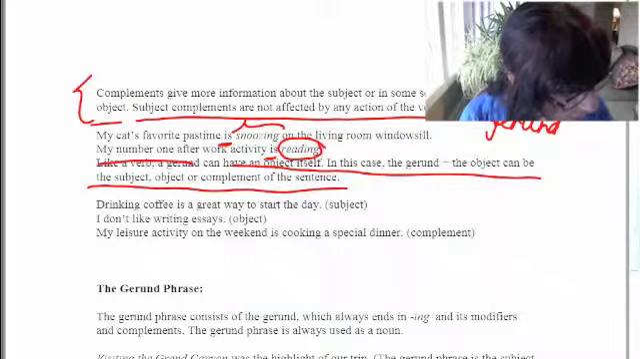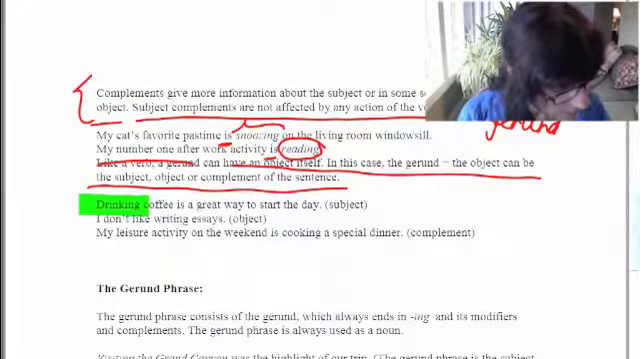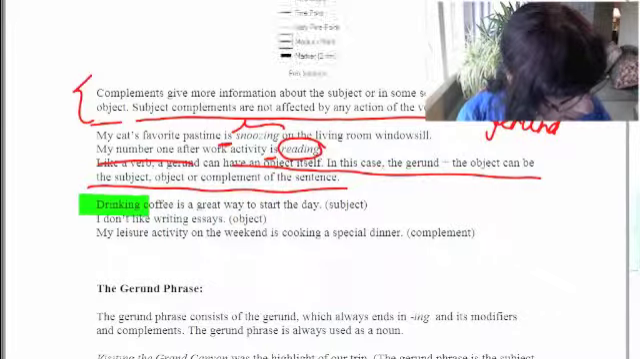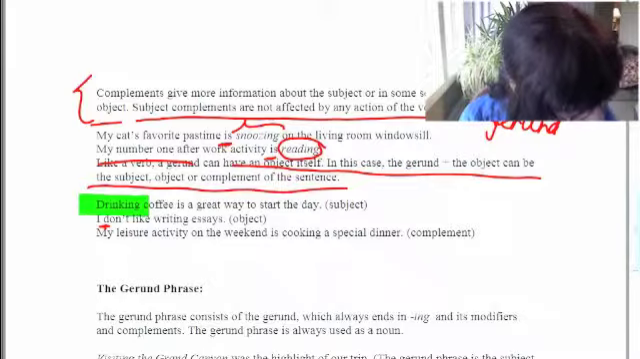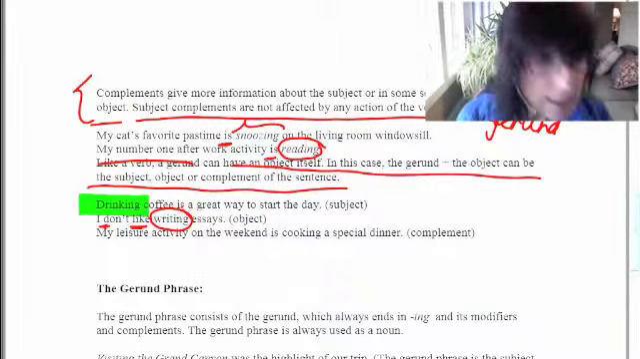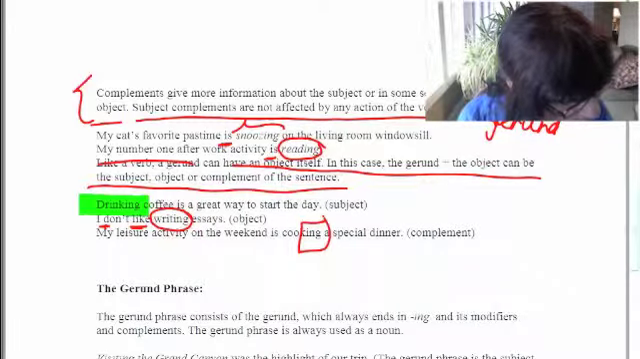Drinking coffee is a great way to start the day. Drinking coffee, drinking becomes the subject gerund. The next one, I don't like writing essays. Well, the main verb is do like or do not like, but not is not part of the verb. So the main verb is do like, and writing is the gerund object. And in the third example, my leisure activity on the weekend is cooking a special dinner. You've got the verb form cooking, and this becomes the complement.